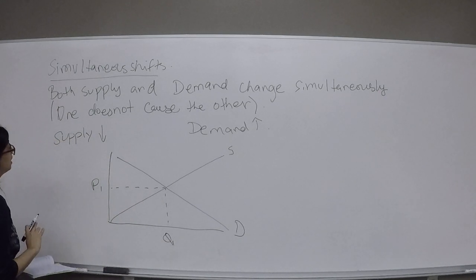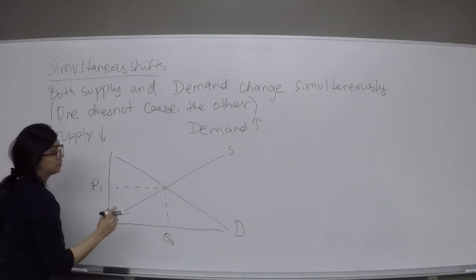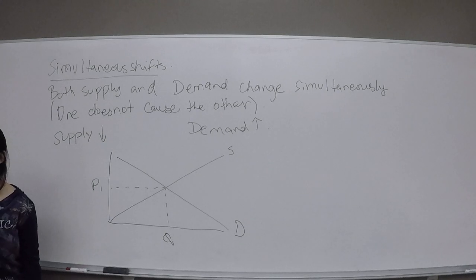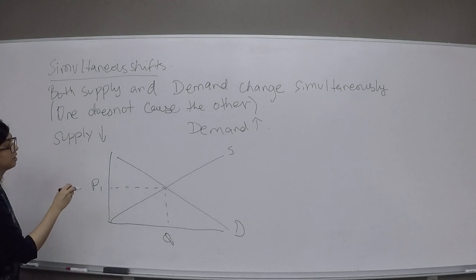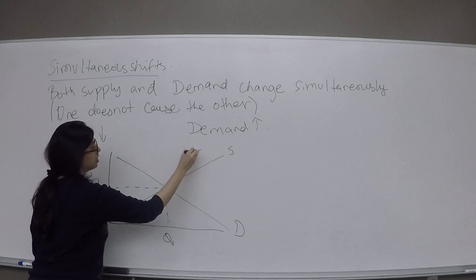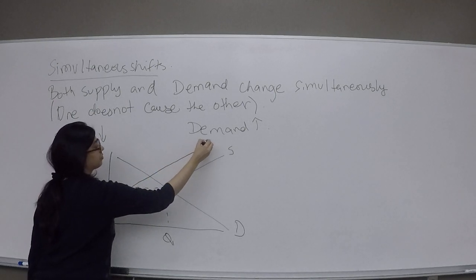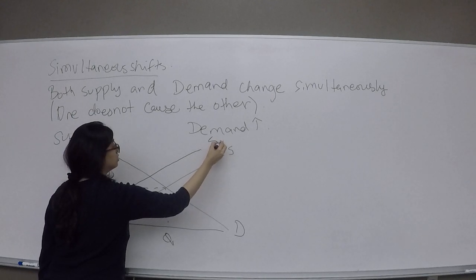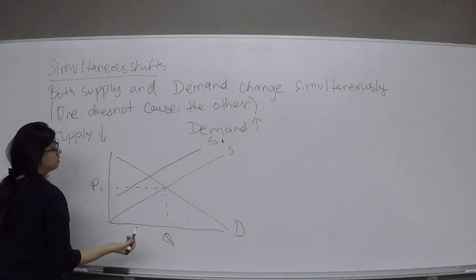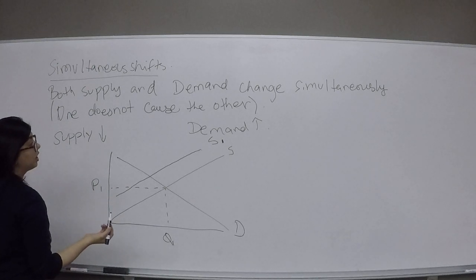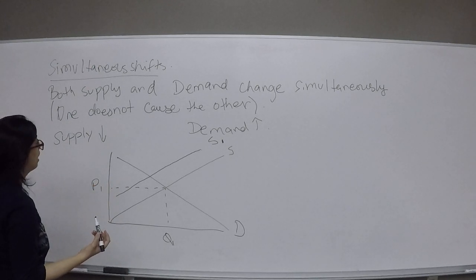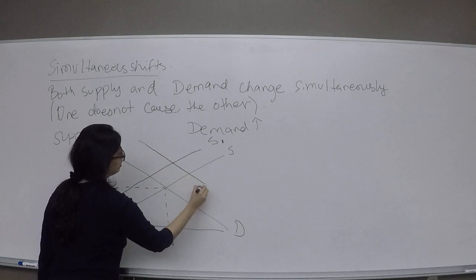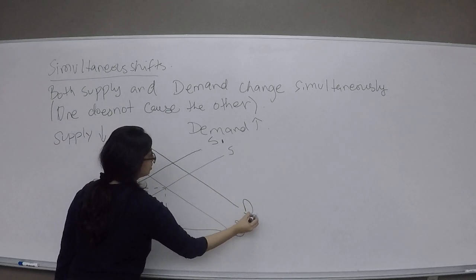Now the scenario says that supply is decreasing, so remember, it says supply decreasing, not quantity supplied. So we know that supply is shifting or decreasing this way. This is your S1. And what's the other part saying? The other part is saying that demand is increasing. Demand increases this way. This is your D1.